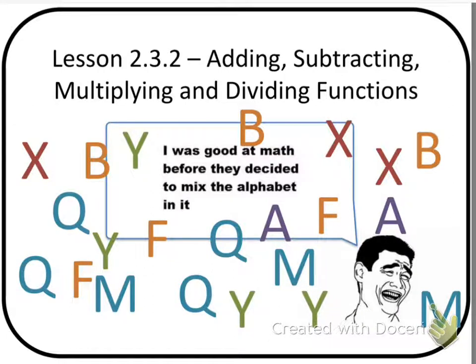Lesson 232, adding, subtracting, multiplying, and dividing fractions.